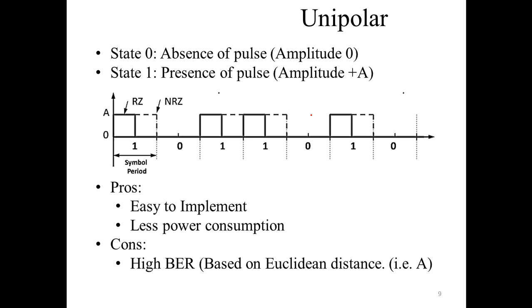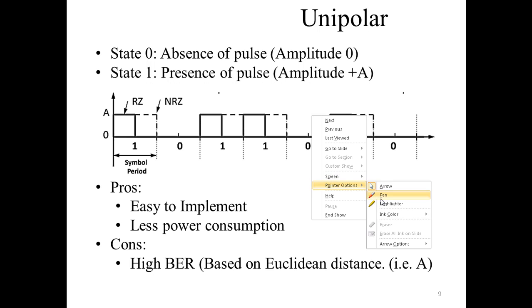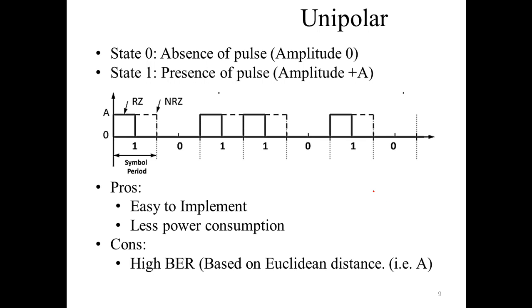So the first one is unipolar. This is very simple. I will just explain this to you with an example. Let's say we have data that is 10111010. Now if you use unipolar with NRZ, that is non-return to zero. Unipolar means one pole. You can see that there is only one pole with the amplitude plus A, and the other one has no pole, that is 0. So one amplitude is A and the other one is 0. It is very simple. You just have to declare that my 0 will be amplitude 0 and my 1 will be amplitude A.